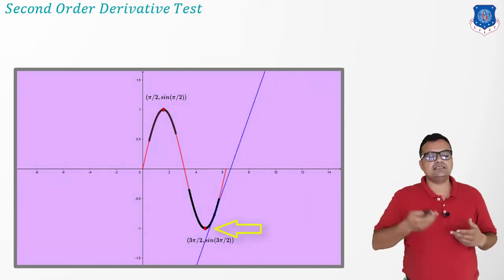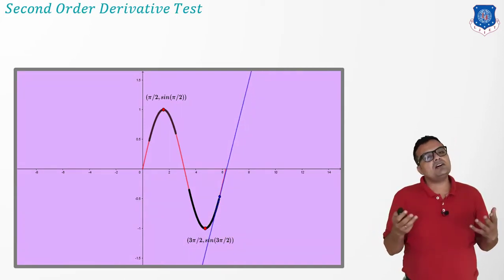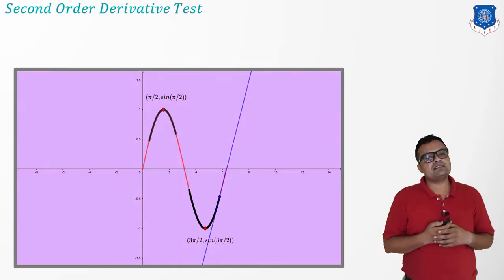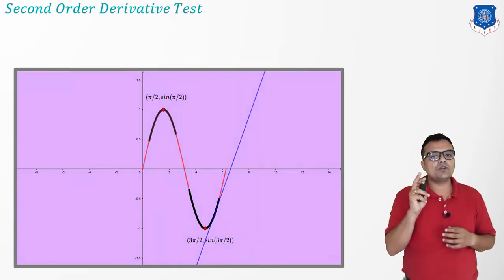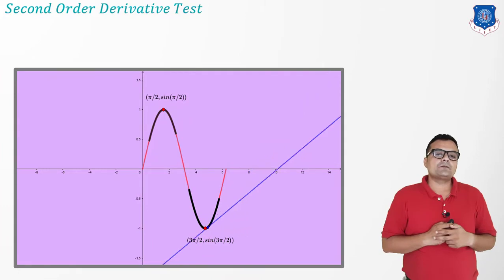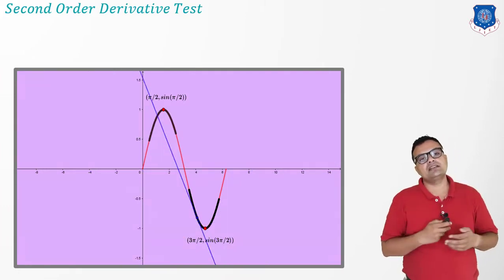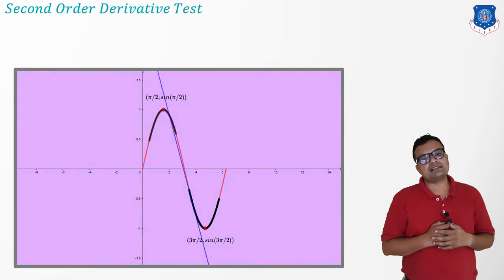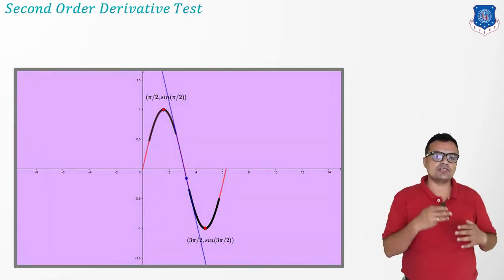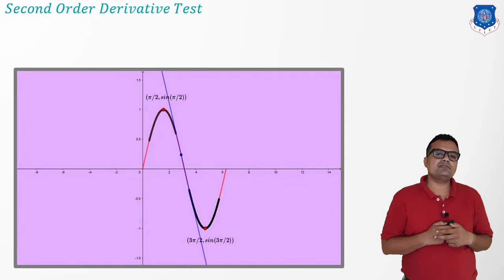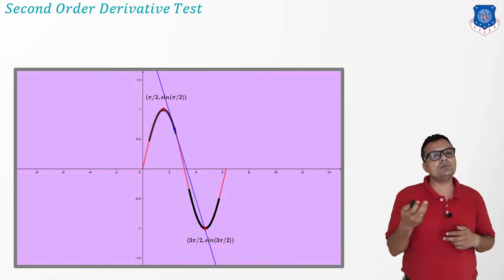and then it will start increasing. So by the idea of critical point, I can clearly say that at point pi by 2 and at point 3 pi by 2, the tangent has 0 slope. So these are two points where critical points exist. Now our question is how to identify whether a critical point is maximum or minimum.